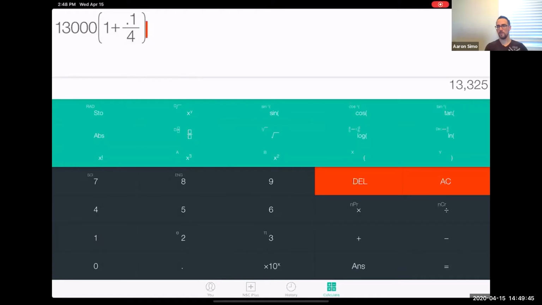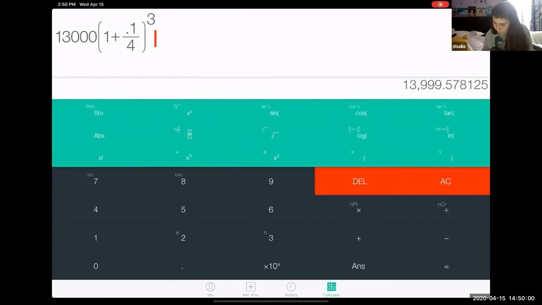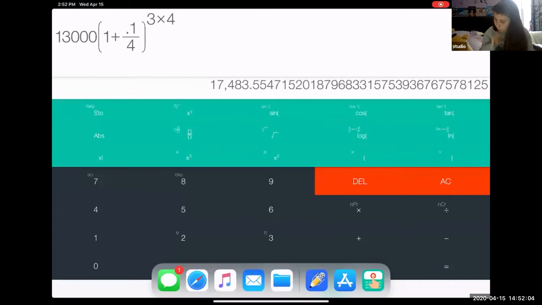Raised to what now? It's 3 years, right? It's 4 years. Oh, wait, 3 years. But quarterly. Yes, 3 years, but quarterly. Oh, wait, it would be 3 times 4. Yeah. So to the 12th power. Should I just put it straight to the 12th power? Put times 4. Times 4. Yeah. So that is the answer.